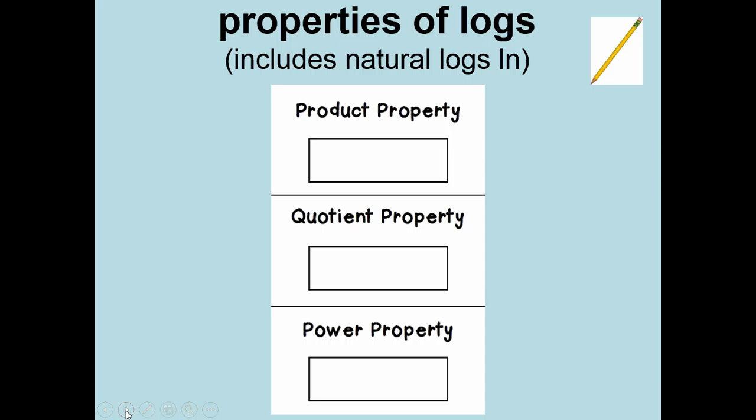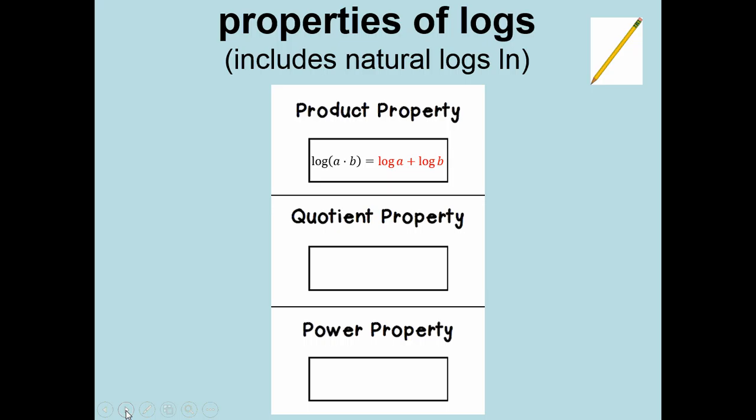What do we do when we have powers or exponents? What do we do when we see multiplication? What do we do when we see division? So let's start with the product property. When you have a log of two things being multiplied, you can break it apart into two logs being added. So the log of the quantity A times B turns into the log of A plus the log of B. So the log of the first thing plus the log of the second thing.